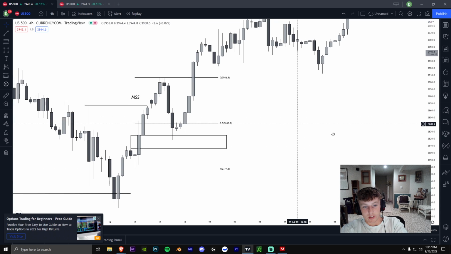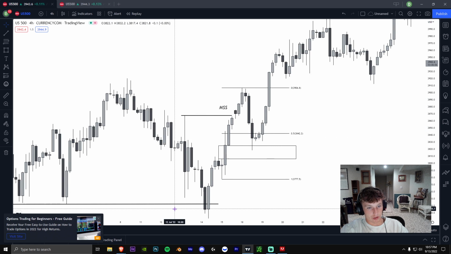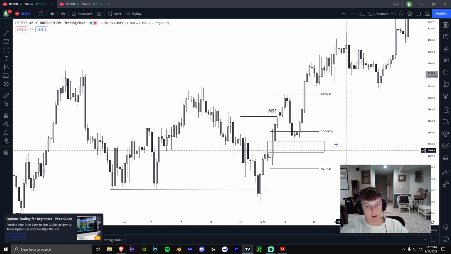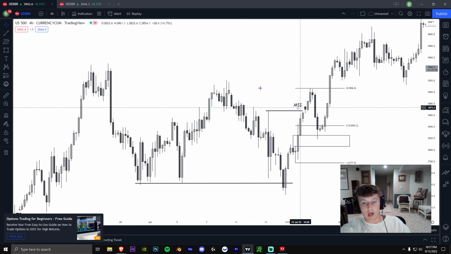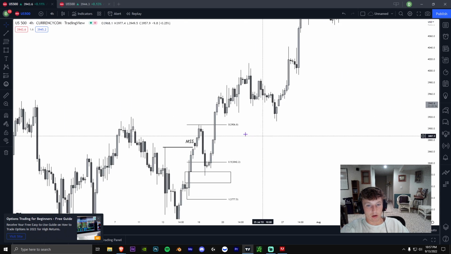So in this situation, the fair value gap is in discount, and we have our market structure shift, and we took liquidity. So all four parameters are met. So this would be a fair value gap you take, okay? So hopefully you understand that. Now I'm just going to go over a short model real quick.